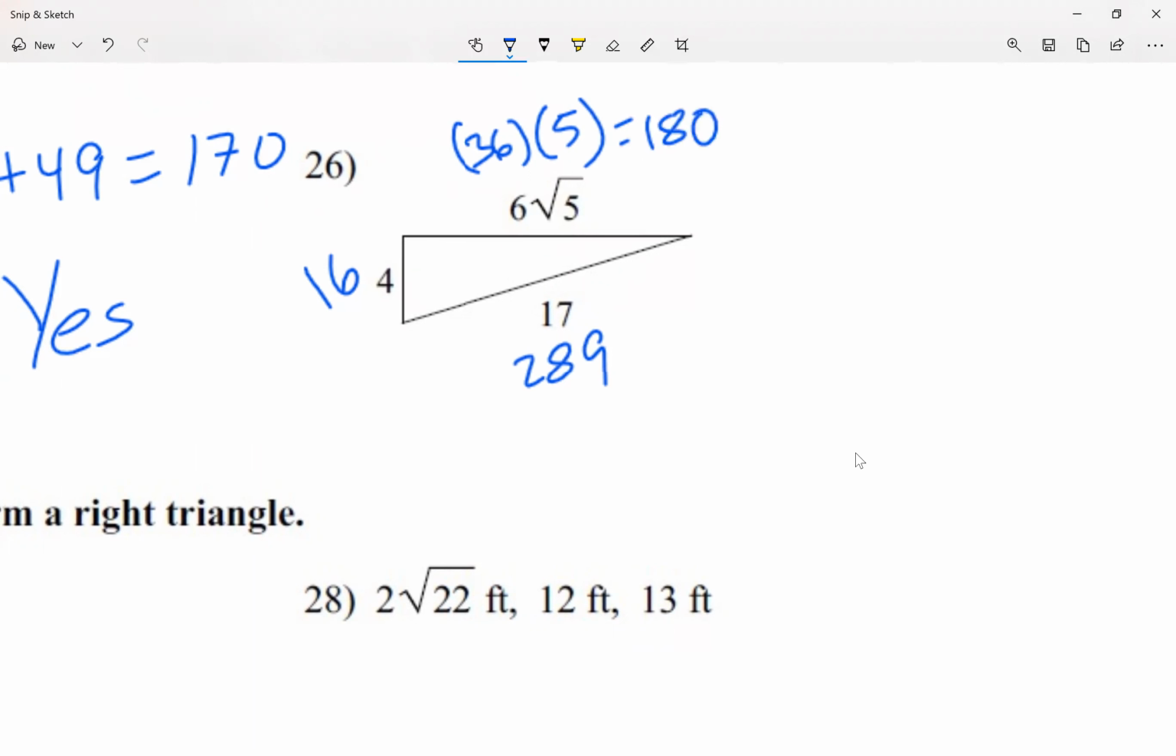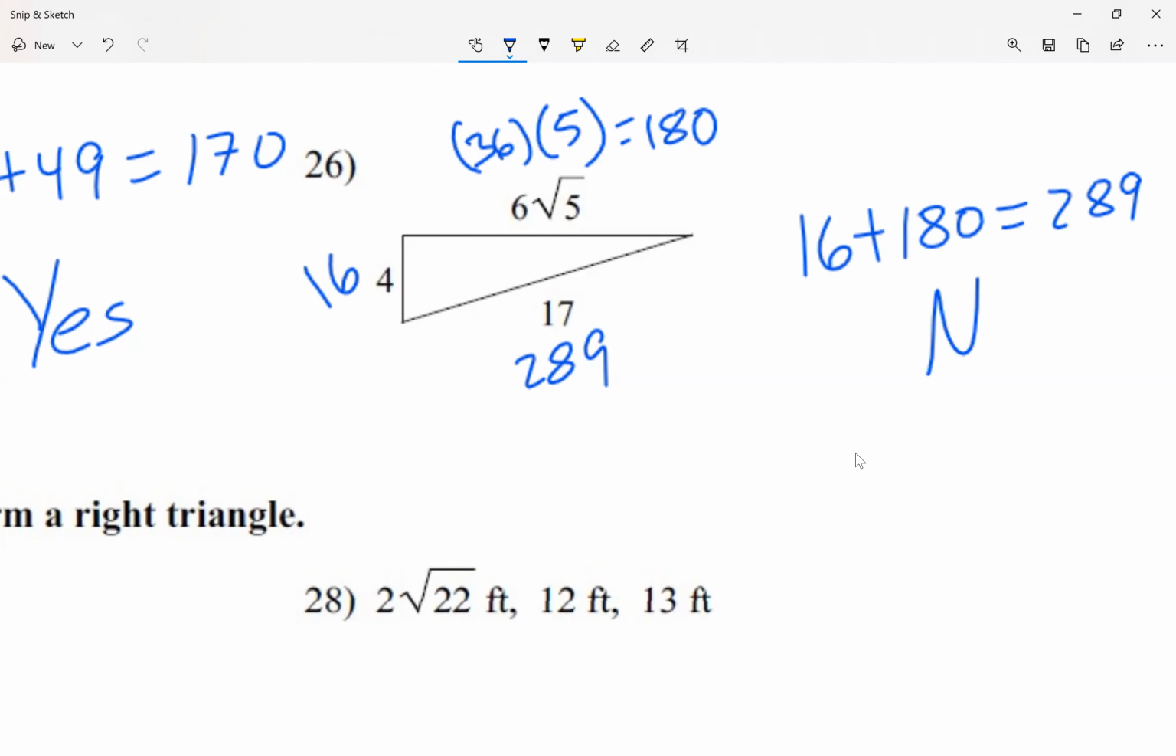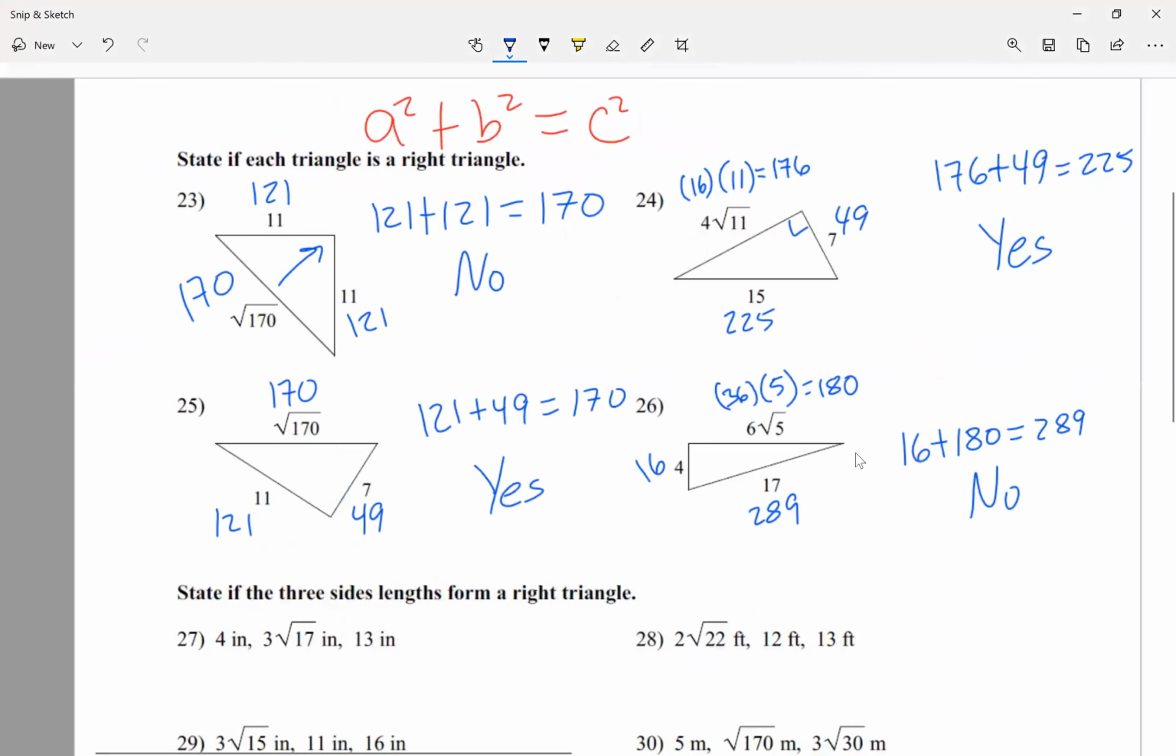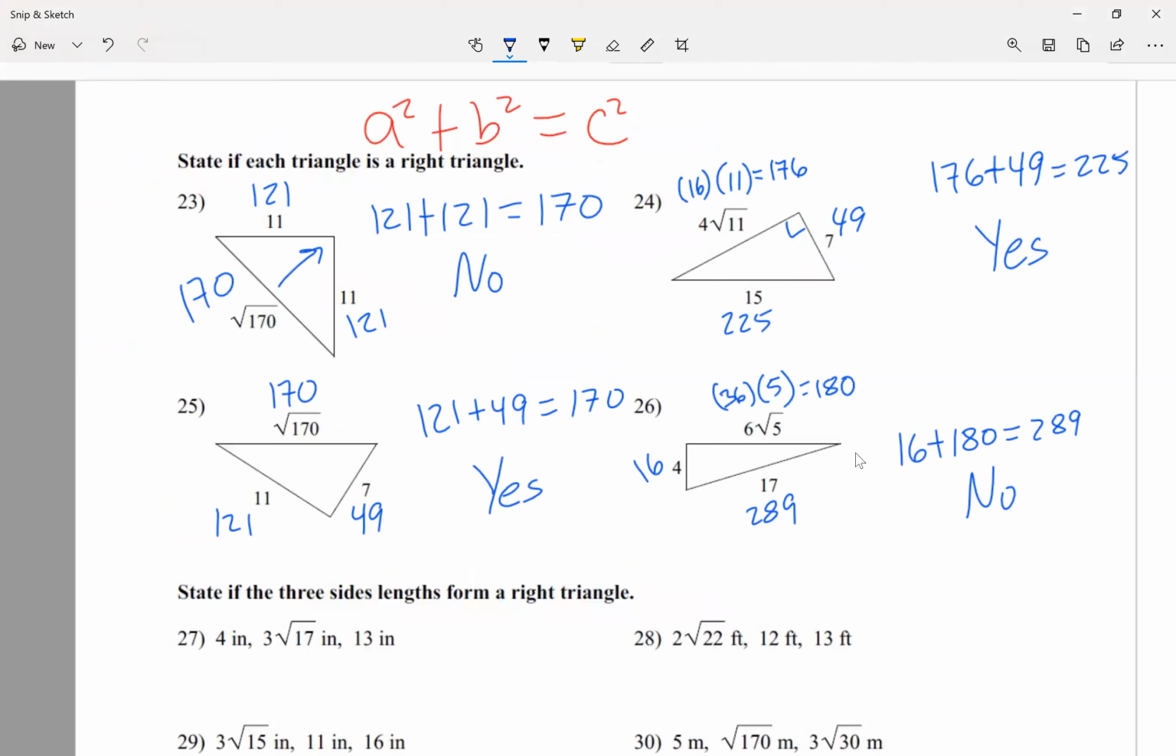I can tell 289 is my c squared. So what I'm asking here is, is 16 plus 180 equal to 289? 16 plus 180 is 196, not 289. So nope, this is not a right triangle. Right? a squared plus b squared equals c squared only happens when we have a right triangle.